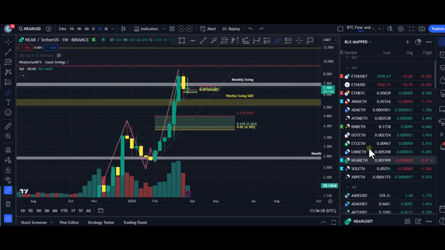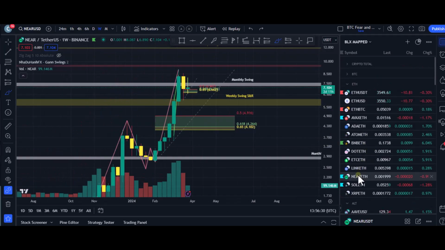Near versus ETH should be quite interesting. I haven't looked at this in a little while, but it's important to make sure that your altcoin is outperforming ETH and it's outperforming Bitcoin. And you want to make sure it's doing that because ETH is a much less risky altcoin bet versus near, right? It's more established. It's got more developers, more total value locked. This is certainly more risky.